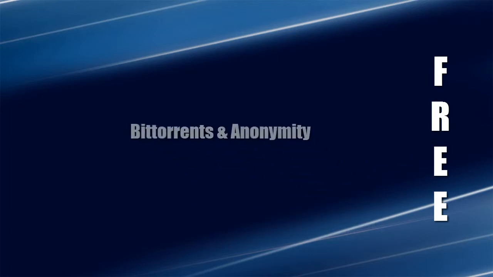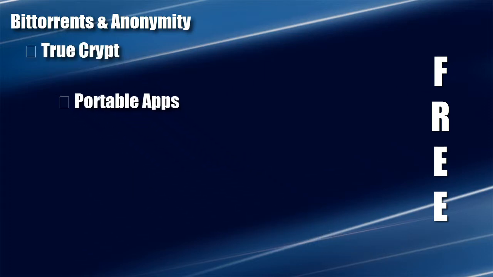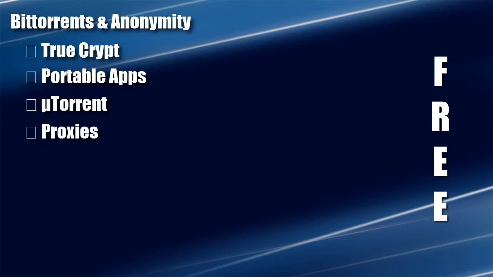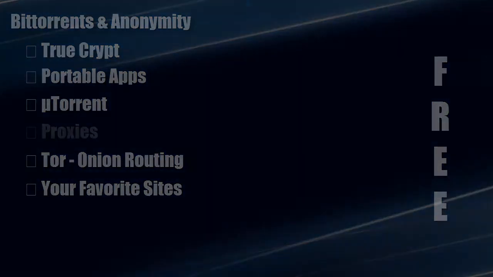In this episode, we're going to talk about BitTorrents and anonymity. Some of the tools we're going to use are TrueCrypt, Portable Apps, uTorrent, and a proxy called BTGuard, the Tor Onion browser, and The Pirate Bay. So let's get started.